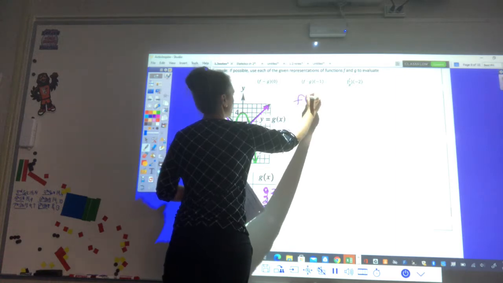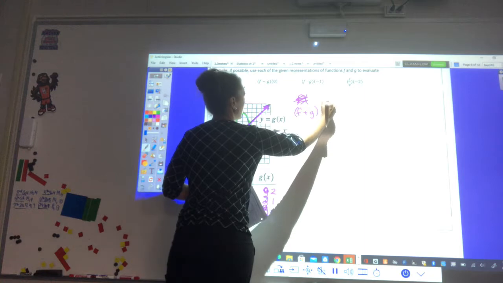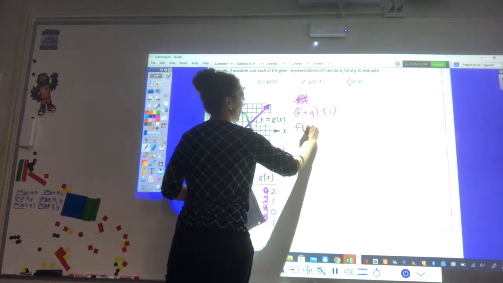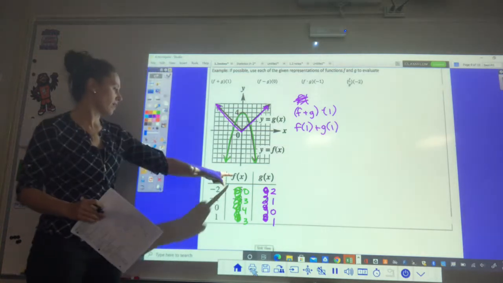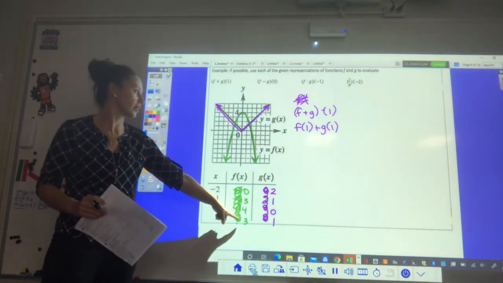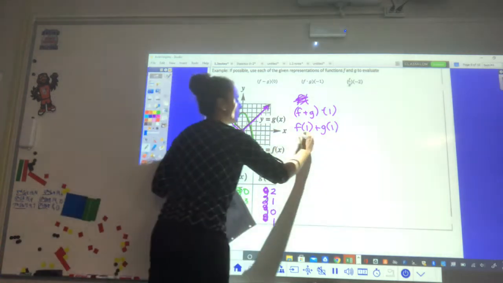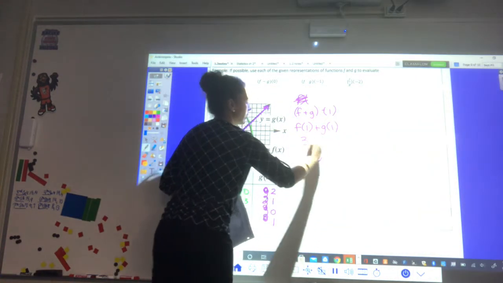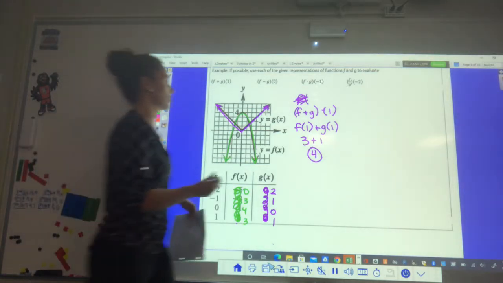f plus g of 1 is equal to f of 1 plus g of 1. So the function f at 1 is 3, and the g function at 1 is 1. So all you do is 3 plus 1, so you get 4. Okay, I'll do one more with you, and then you guys try to finish the rest.